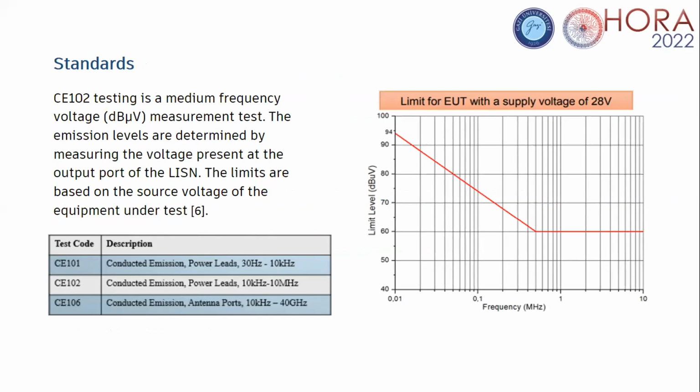Here are the CE101, 102, and 106 tests. Since we want to test our filter between 10 kHz and 10 MHz frequencies, we will examine only the CE102 test. The CE102 test is a medium frequency voltage measurement test. The emission levels are determined by measuring the voltage present at the output port of the LISN, and the limits are based on the source voltage of the equipment. Our equipment supply voltage is 28 volt DC, so this is our test limit.